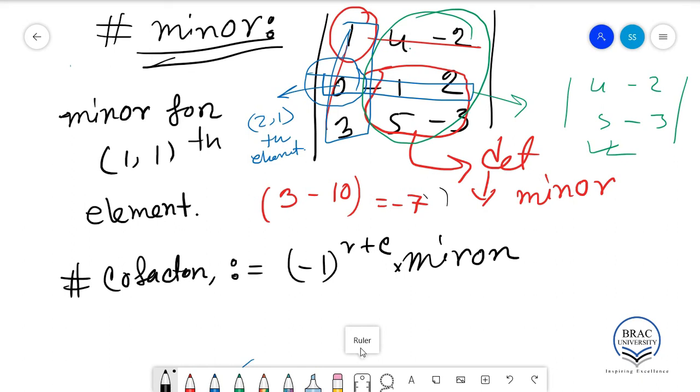And the reason we discussed this in this lecture is because in the upcoming lectures we will talk about the inverse of a matrix, and we will see that minor and cofactor will play an important role while evaluating the inverse of a matrix.